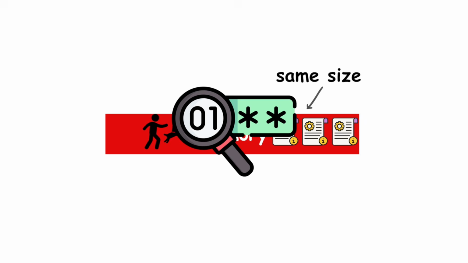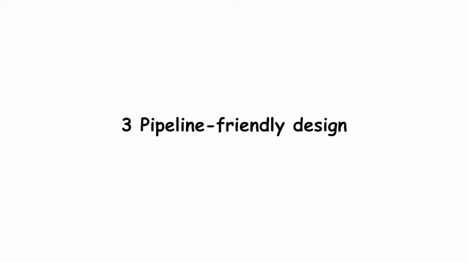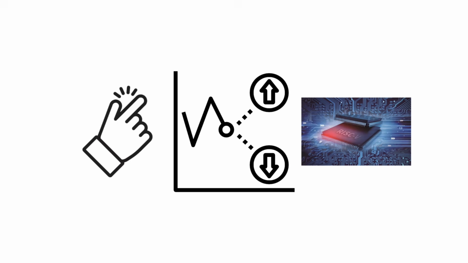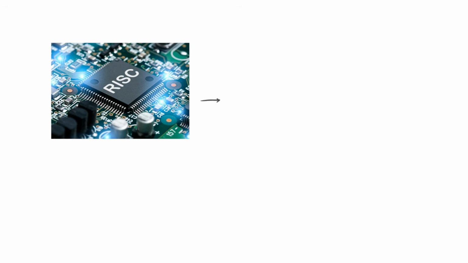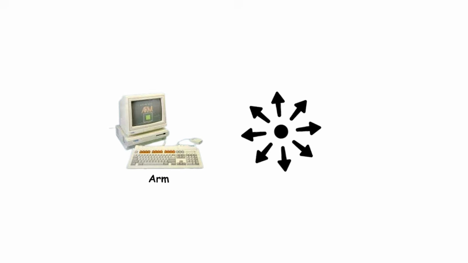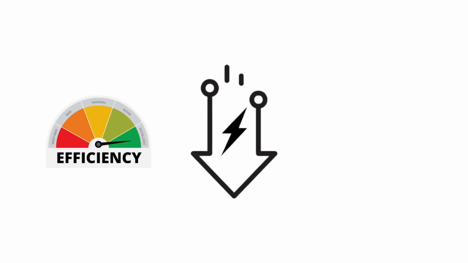Uniform instruction length: instructions are usually the same size in memory, making it easier to fetch and decode them quickly. Pipeline-friendly design: with simple, predictable instructions, RISC processors can use deep instruction pipelines, executing multiple instructions in different stages at once. RISC gained popularity in the 1980s with designs like MIPS, SPARC, and ARM. ARM in particular has become the most widespread RISC architecture, dominating smartphones, tablets, and more recently laptops and servers. Its efficiency and low power consumption make it ideal for battery-powered devices.